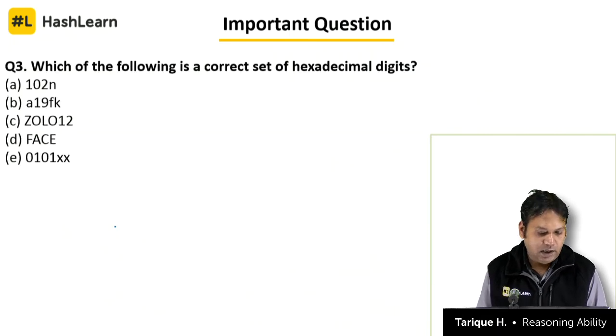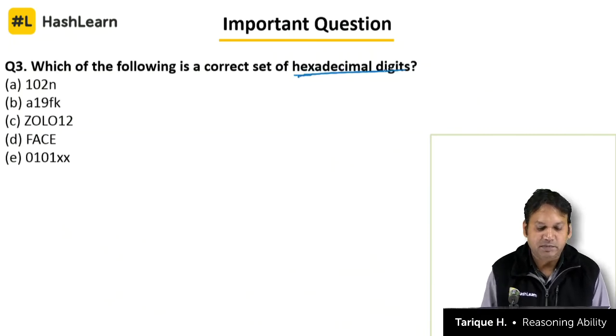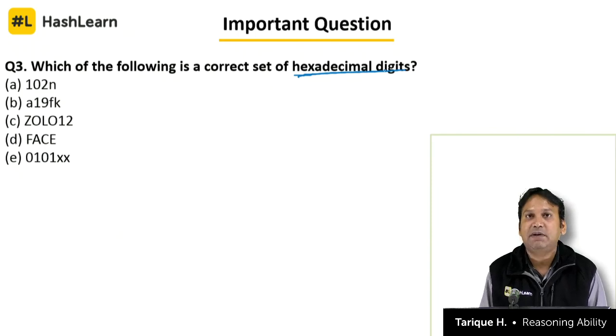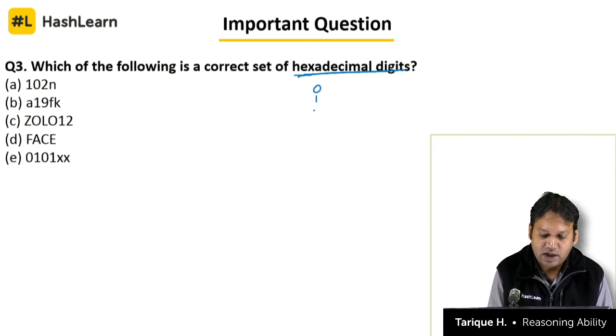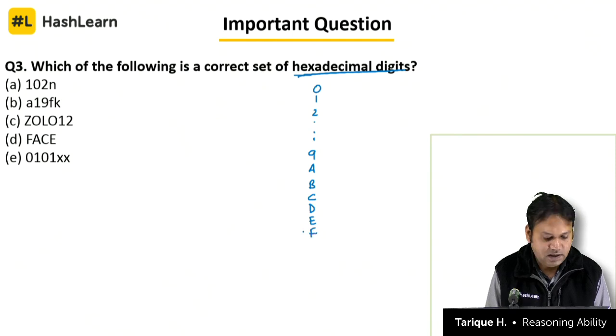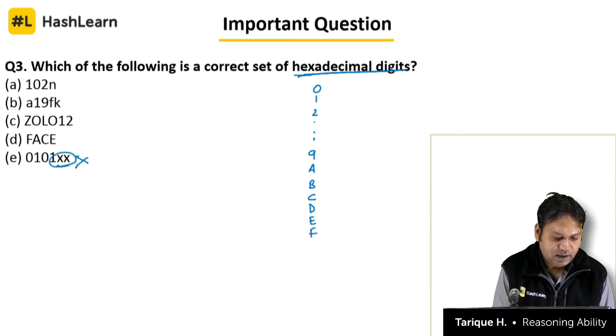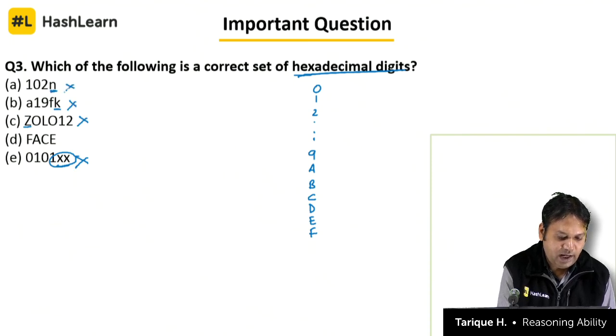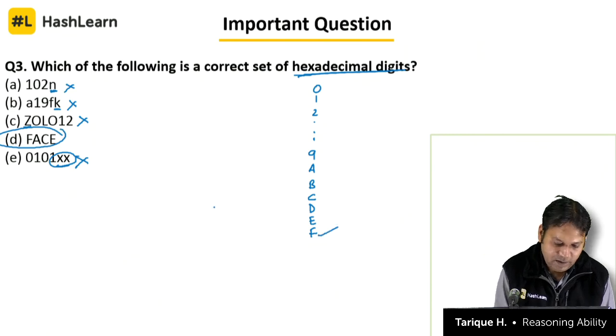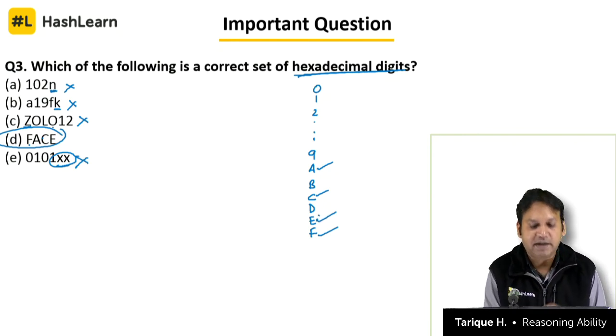And then the next question that we spoke about, hexadecimal number. Which of the following is the correct set of hexadecimal numbers? We know in hexadecimal we have 0 to 9 and A to F. There is no other digit in the hexadecimal system. So where is X? There is no X. Where is Z? There is no Z. Where is K? There is no K. Where is N? There is no N. But we definitely have F here, A here, C here and E here. So that means FACE can be a correct representation of a hexadecimal number.